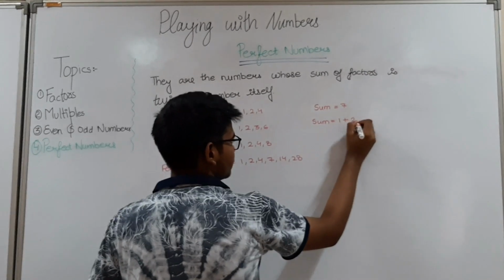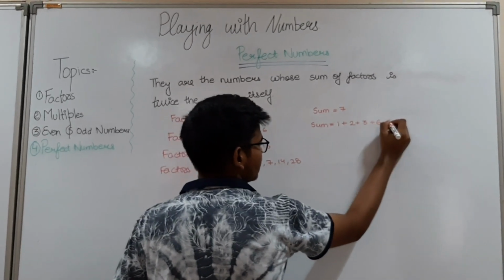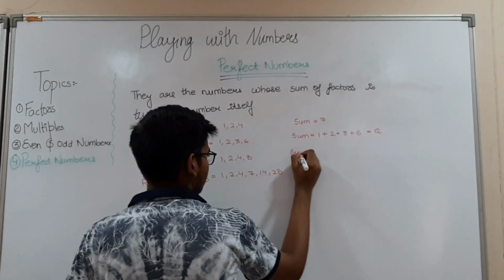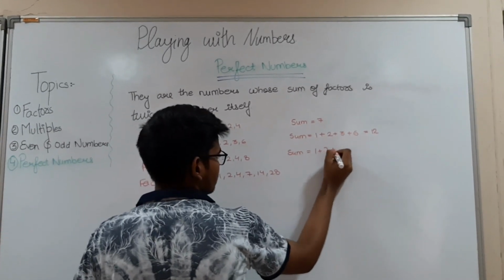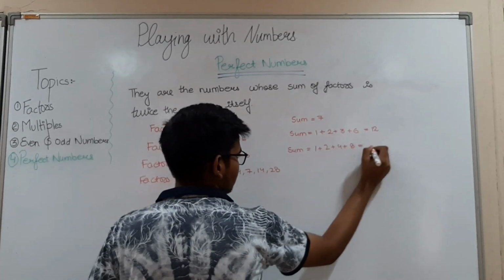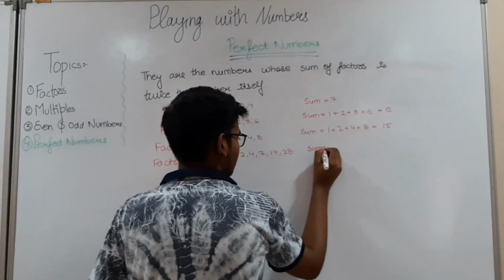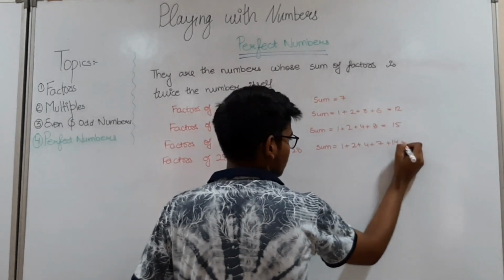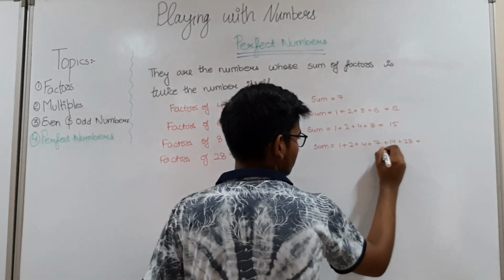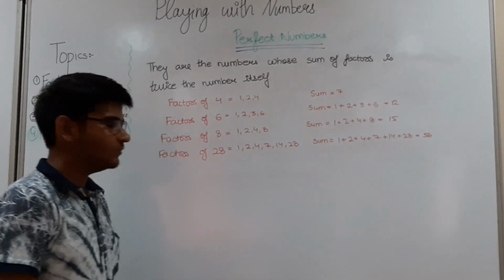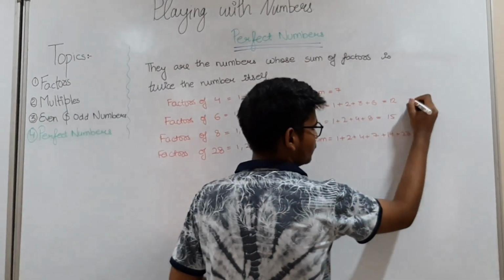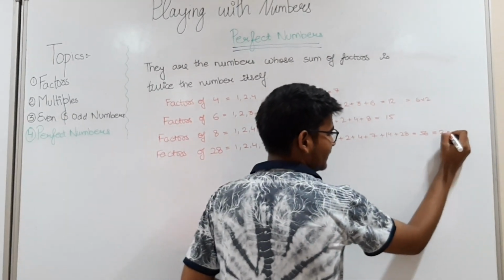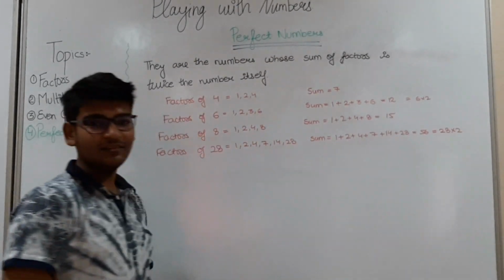For 6, the sum is 1 plus 2 plus 3 plus 6, that is 12. For 8, the sum is equal to 1 plus 2 plus 4 plus 8, that will be 15. For 28, the sum is equal to 1 plus 2 plus 4 plus 7 plus 14 plus 28, that will be equal to 56. As you can see, 12 is equal to 6 into 2, that is twice of 6. And 56 is equal to 28 into 2, that is twice of 28.